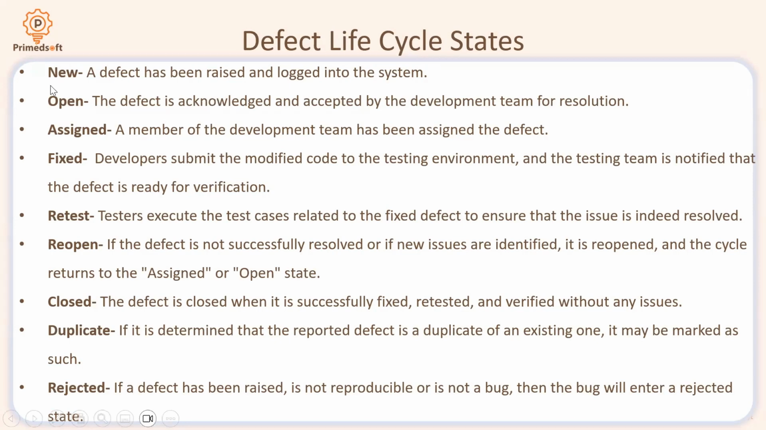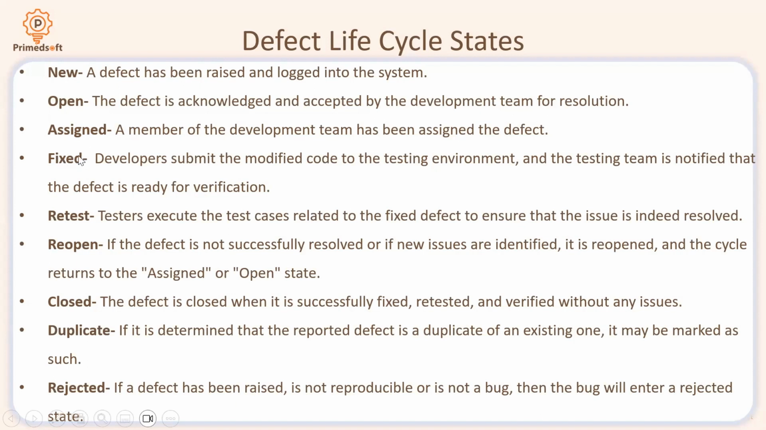Then what happens is they assign it to someone. A member of the development team has been assigned to it. Sometimes one of the developers will say, oh yeah, you look into this bug. The status of that bug becomes assigned. So the next one is fixed.